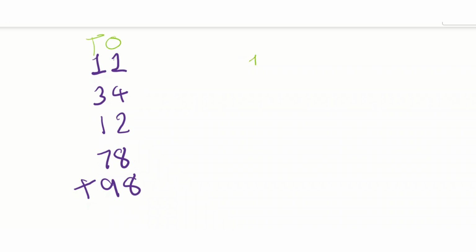Now, in the ones place, we have 1, 4, 2, 8, and 8. Adding them together, 1 plus 4 is 5. 5 plus 2 is 7. 7 plus 8 is... you can calculate it on your fingers if you find it difficult, but with practice you will be able to do this quickly mentally. So 7 plus 8 is going to be 15.